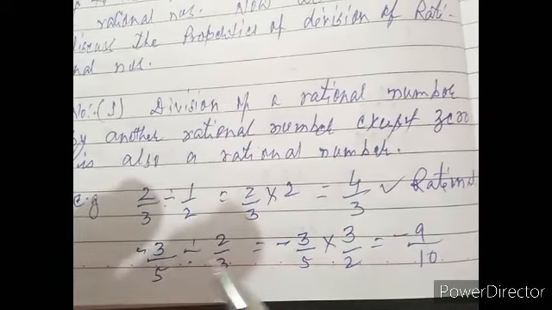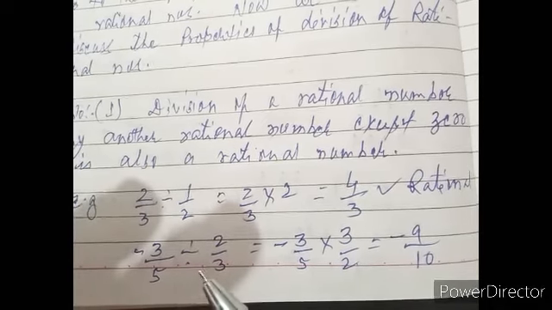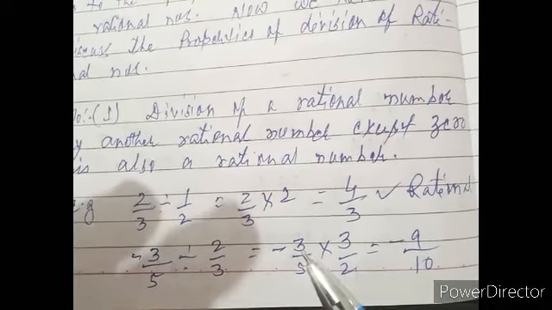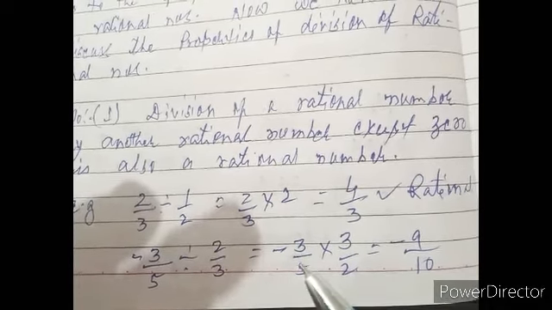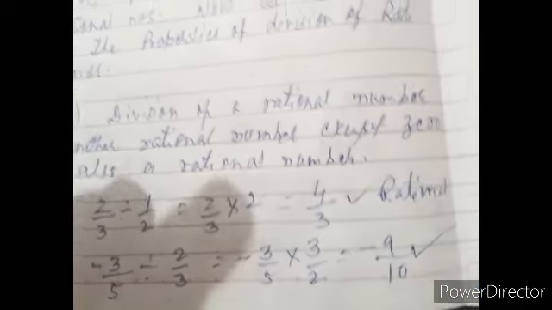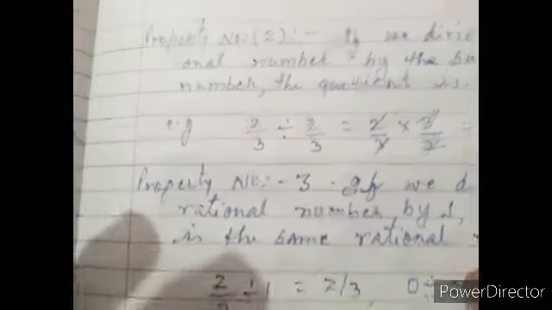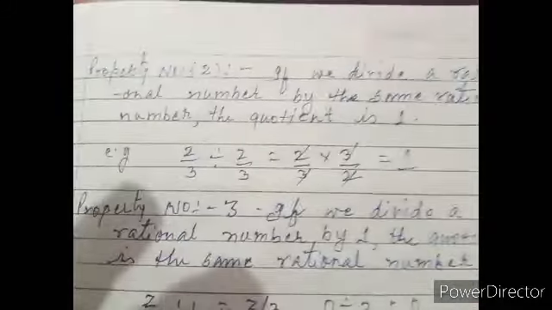Let us have another example. Minus 3 by 5 divided by 2 by 3. Now minus 3 by 5 into 3 by 2, and we are having 3 into 3, minus 9 by 10, and it is also a rational number. So we can say that if we divide a rational number by another non-zero rational number, the quotient is also a rational number. Clear?